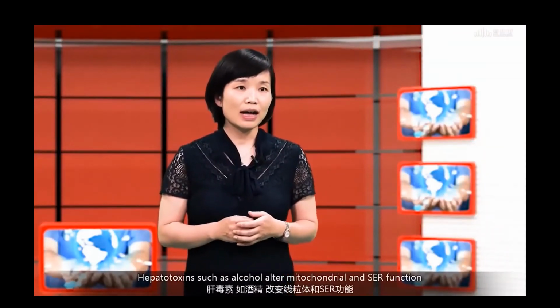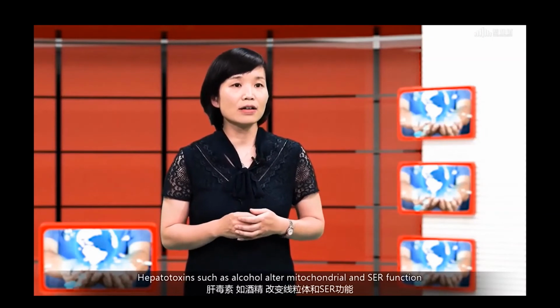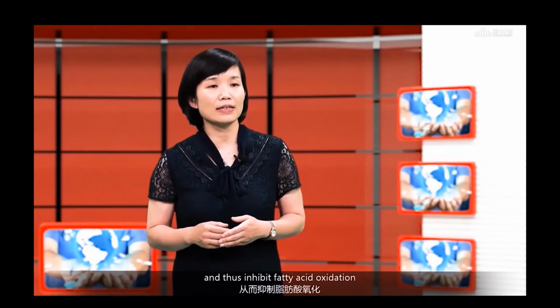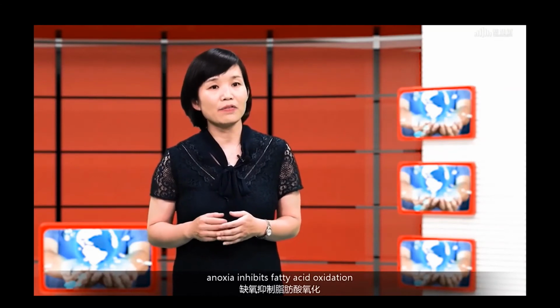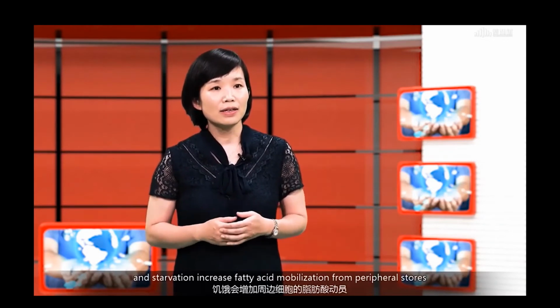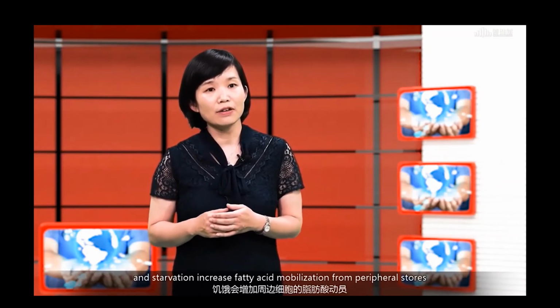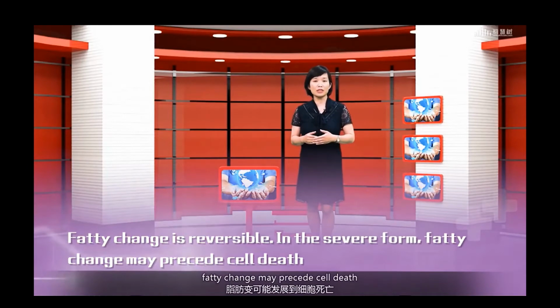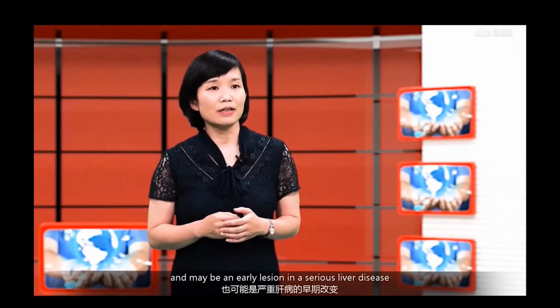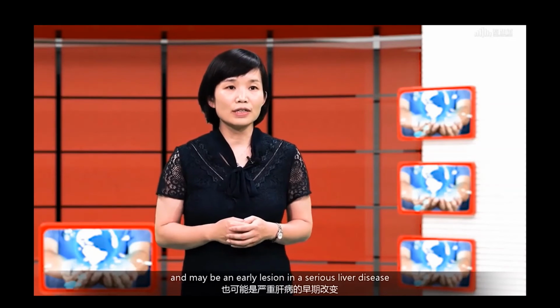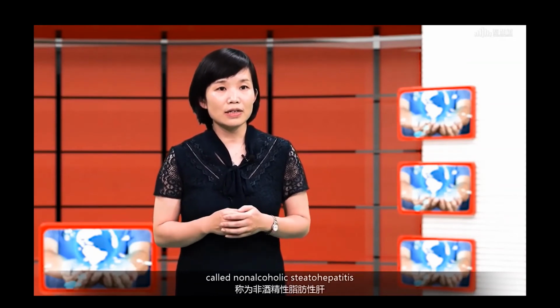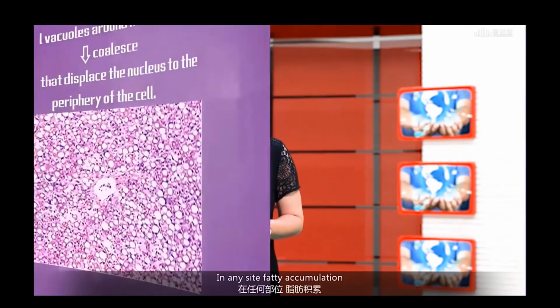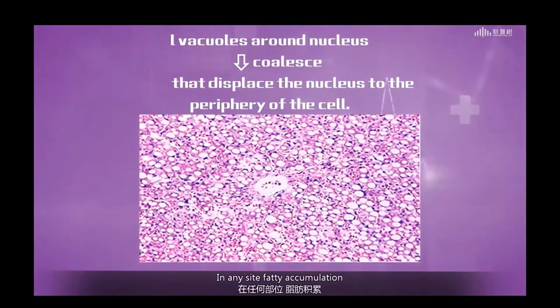Hepatotoxins, such as alcohol, alter mitochondria and SER function and thus inhibit fatty acid oxidation. Anoxia inhibits fatty acid oxidation, and starvation increases fatty acid mobilization from peripheral stores. Fatty change is reversible. In the severe form, fatty change may precede cell death and may be a component in a serious liver disease called non-alcoholic steatohepatitis. In any site, fatty accumulation appears as clear vacuoles within parenchymal cells.